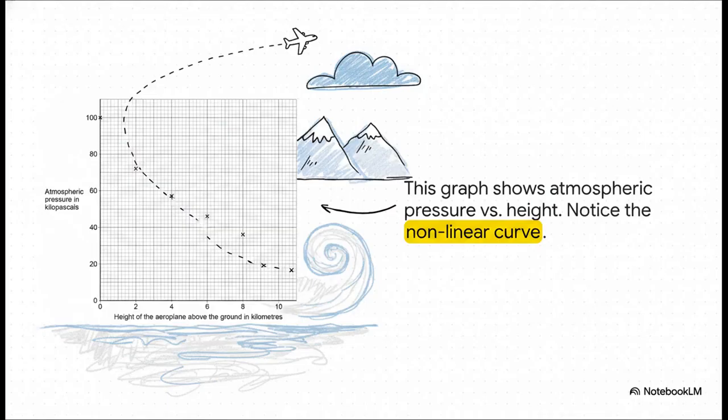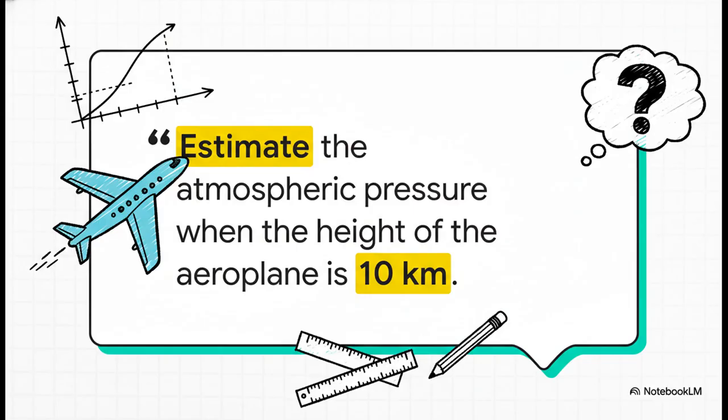Let's check out the next data challenge. This graph is showing atmospheric pressure against height. Now, the very first thing that should jump out at you is that it's not a straight line. It's a curve, and that's a huge clue that the relationship isn't linear. As the height goes up, the pressure goes down, sure, but look at how it's curving. The rate of the drop is slowing down. The key word here, and it's a gift, is estimate.